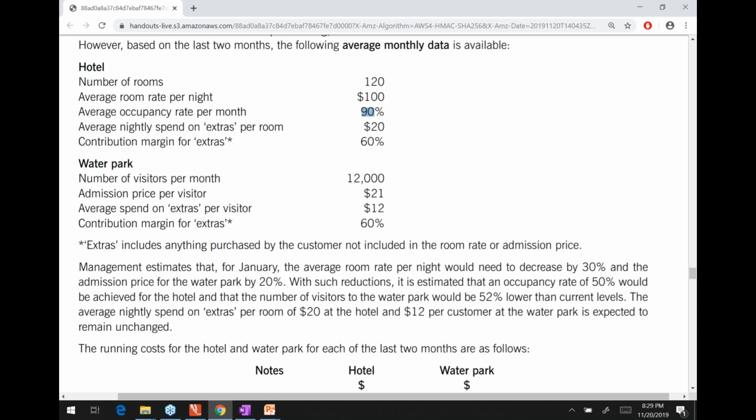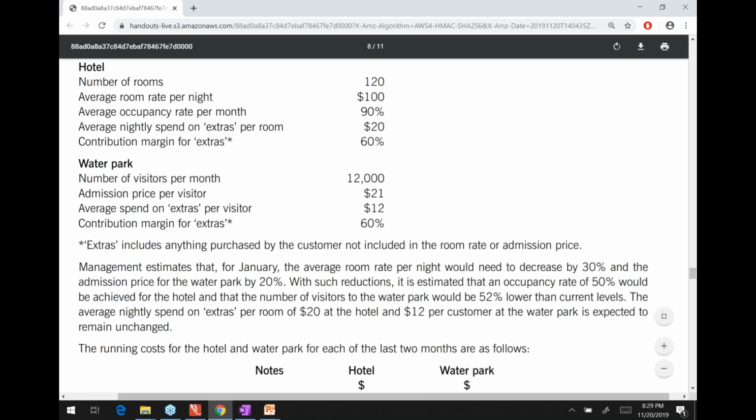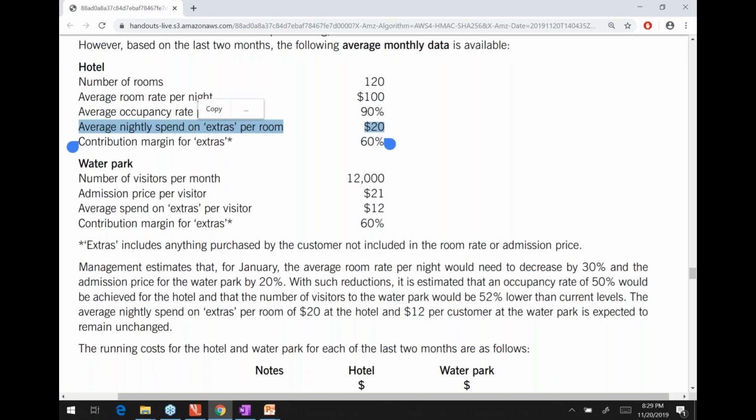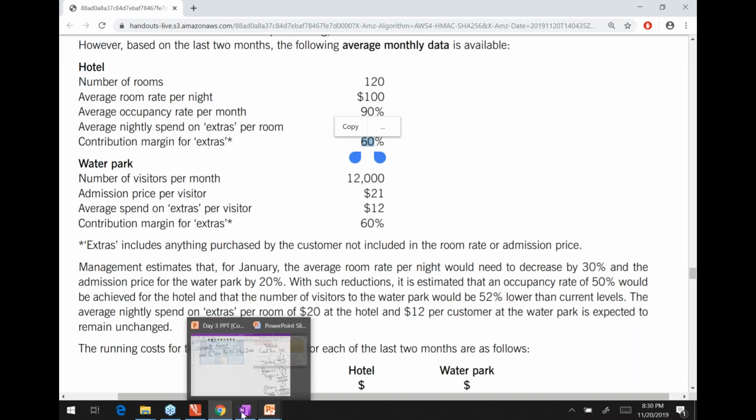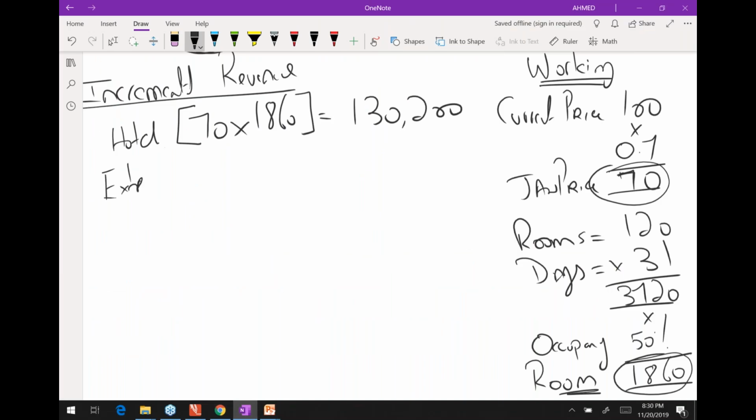Now $20 we earn for extras per room, based on each night. So it's very simple. 60% is the contribution from that figure. 60% is the contribution margin. So it's easy to work out the extras income, that is the total rooms that will be occupied, 1860, into 20 is what we earn, into 60% is the contribution. Okay, so it's 1860 nights into 20 extras per night into 60% is the contribution, which is 22,320.